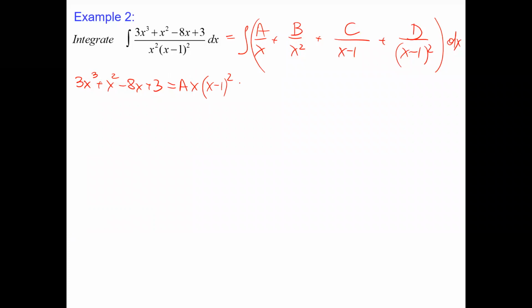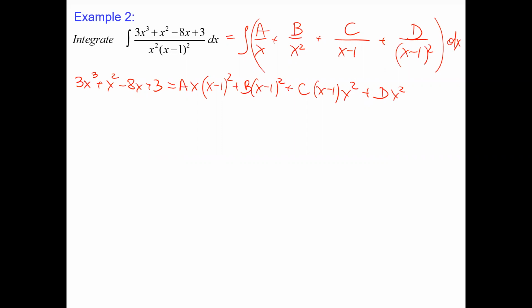Okay. Now B. B already has x squared. That means only x minus 1 squared is missing. C has denominator x minus 1. And we need x minus 1 squared, then 1 extra x minus 1 and x squared. And D has x minus 1 squared, only x squared is missing.